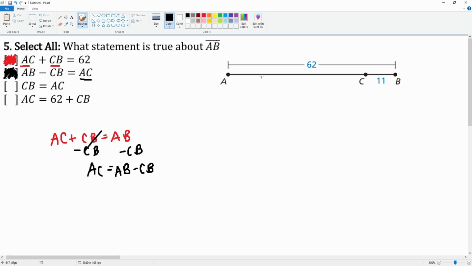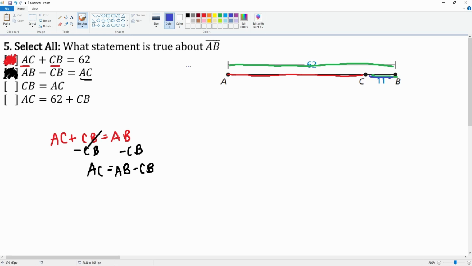So visually you can see it. If you get this whole piece of AC, which is this piece, that comes from this big piece of AB. AC is right here. Okay, that is going to come from AB minusing the CB. So you're removing this blue part right here. Okay, so that makes sense.